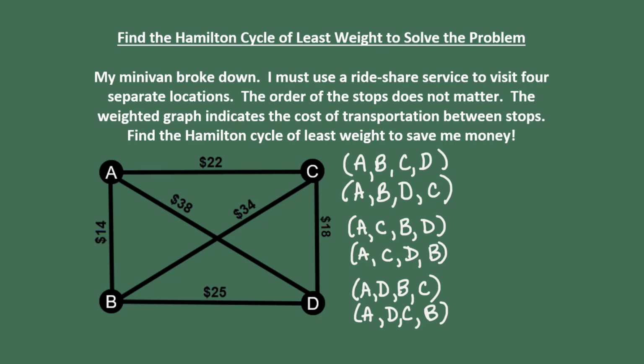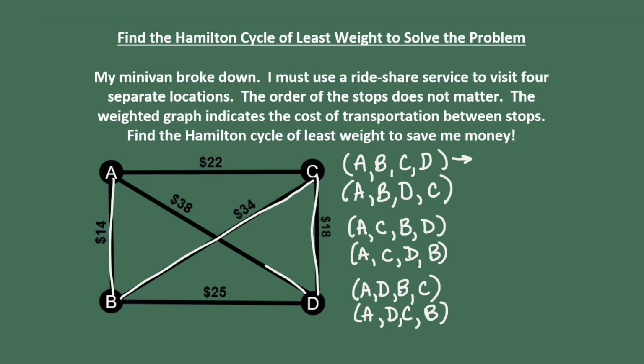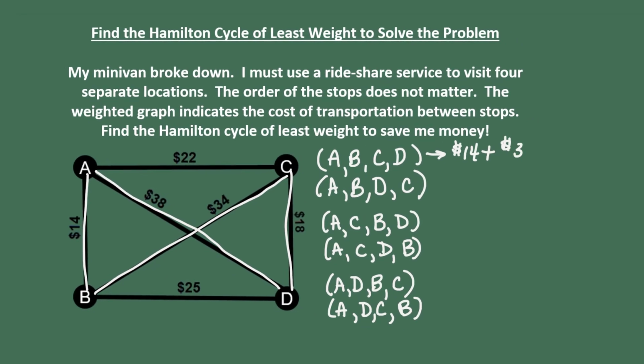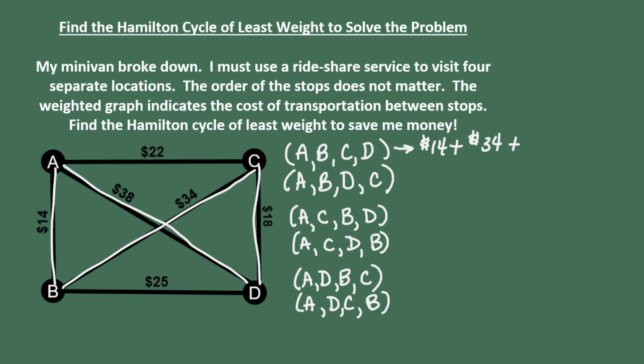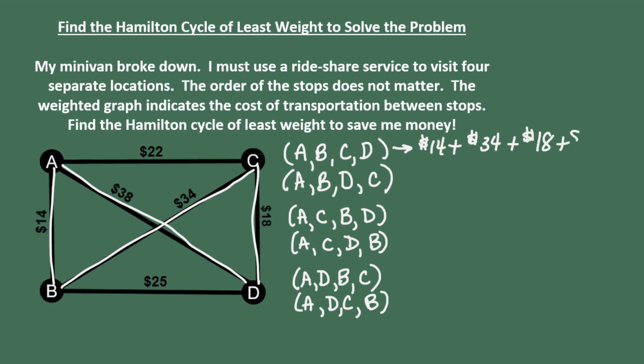Each of these Hamilton cycles visits each of these edges, but in a different order, so it could potentially have a different cost. Let's start with the Hamilton cycle A, B, C, D. So we're going to go from A to B, B to C, C to D, and then back to A. In a cycle, we always return to the original vertex.